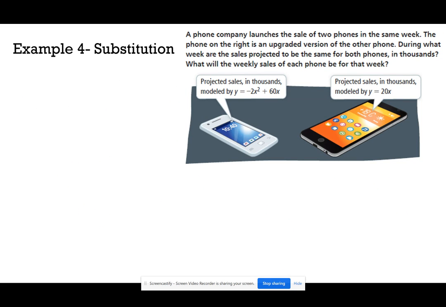All right, the next method is substitution, and they give us this real life example with 2 phone companies that are launching phones. And they want to know during what week the sales are projected to be the same for both phones. Okay, so they want to see when the 2 phone plans are going to be equal to each other. So what we're going to do is take these 2 and rewrite them over here. Let's see, we have y equals -2x squared plus 60x. And then the second one is y equals 20x.